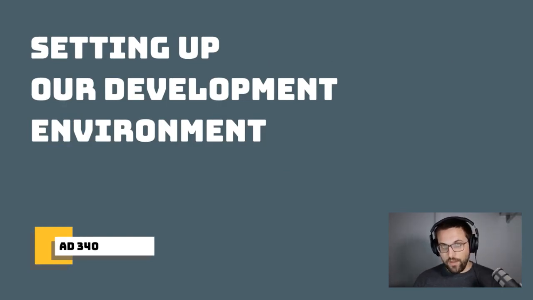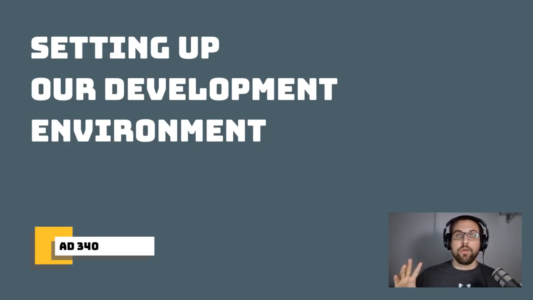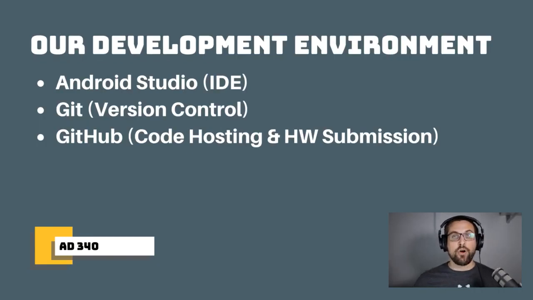So, all of that said, the first step really for us starting to become Android developers here is we need to set up our development environment. And our development environment for this course is going to be pretty much comprised of 3 things. It's going to be Android Studio, which is going to be our IDE, Git, which we will use for version control, and GitHub, which we will be using to store our code, and also will be needed for submitting homework assignments.